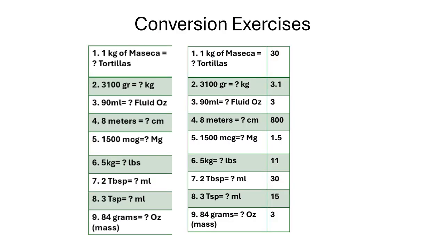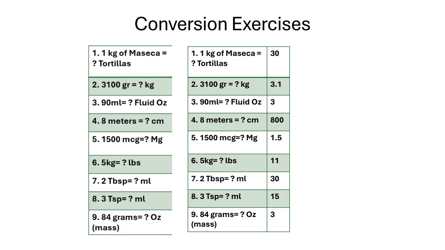Okay, so some quick conversion exercises. Like I said earlier, just practice the conversions, know the equivalents. So the example I gave you, a tortilla: 1 kilo of maseca will give you around 30 tortillas. 3,100 grams will give you 3.1 kilos. 90 mLs will give you 3 fluid ounces. 800 centimeters will give you 8 meters. And then 1,500 micrograms will be 1.5 milligrams. 5 kilos will give you 11 pounds.